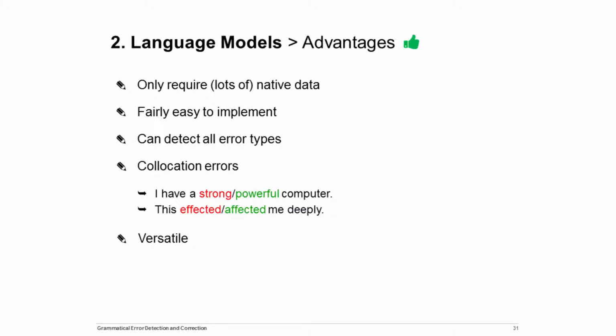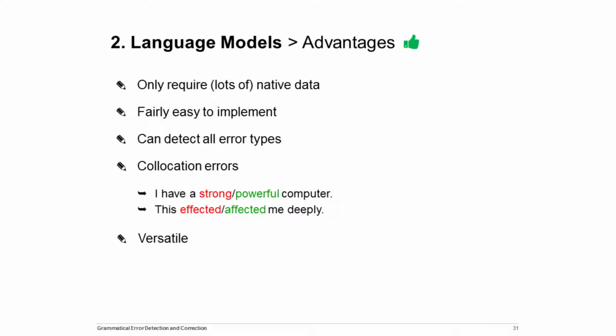One of the benefits is you only need native data, so Wikipedia is available. You don't need anyone to annotate anything, so that's nice and easy. Easy to implement. Compared with rules, another benefit is you can detect all error types, particularly collocation errors. So with language models you can potentially fix "strong computer" to "powerful computer", because you're unlikely to see "strong computer", but you're more likely to see "powerful computer". So if you can generate the confusion set, then you can fix it.